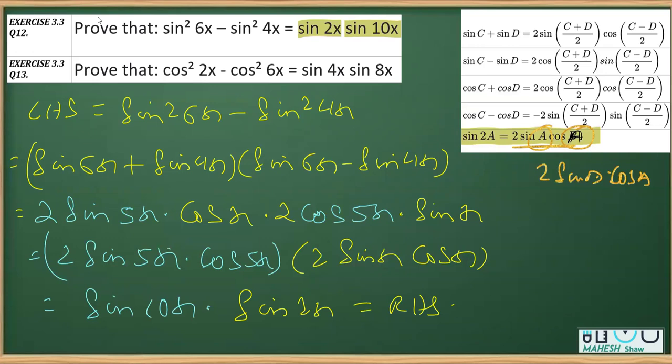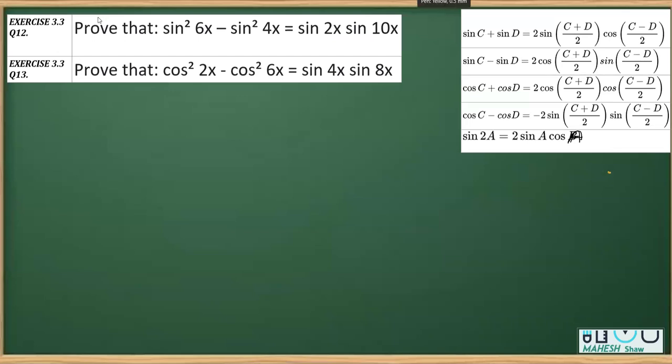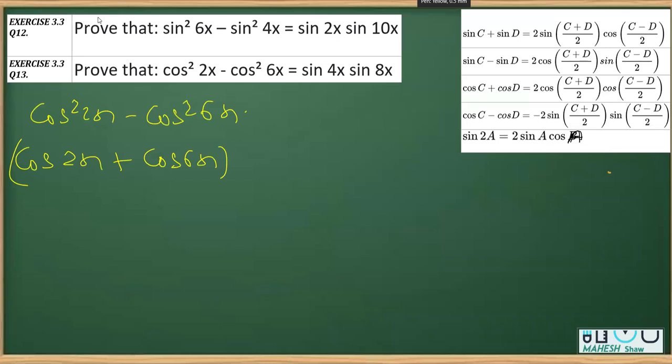Now for the second part, we are going to do the same thing in a similar way. In the second part, we have the LHS as cos square 2x minus cos square 6x. First of all, I'll apply the identity a square minus b square, which is a plus b multiplied by a minus b. Once again, a is cos 2x, and b is cos 6x.